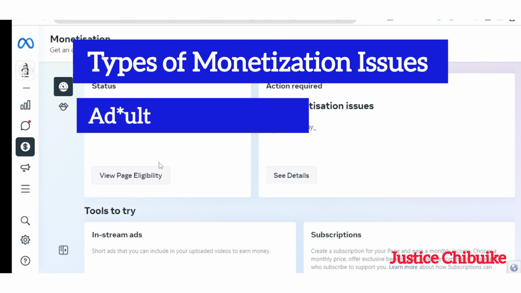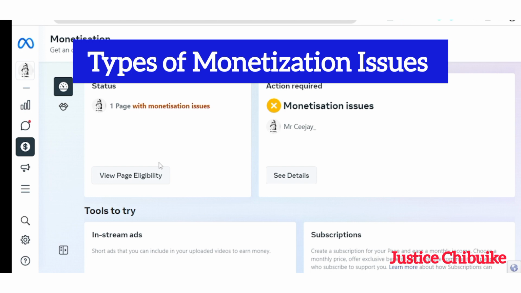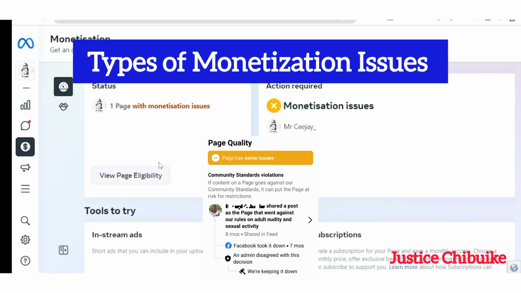You have the adult content monetization issue. Here, if you post things that go against Facebook's adult content policy, they are going to slam you. And this kind of issue lasts 1 year before it can be cleared on your page. It requires some expertise for you to remove this kind of monetization issue on your page.